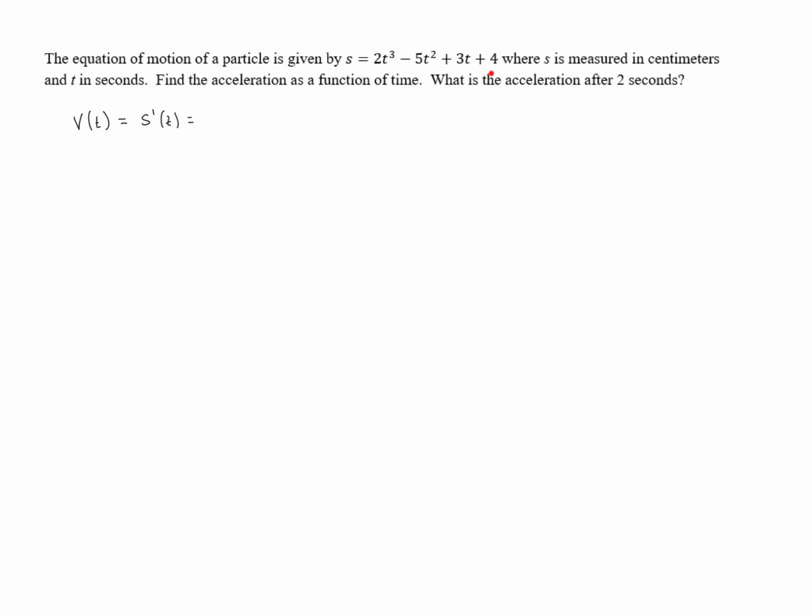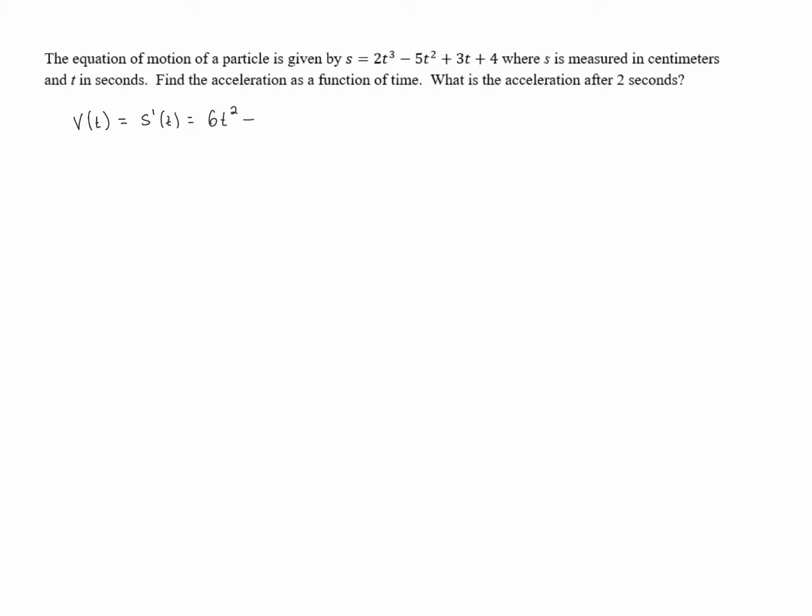This is a polynomial. We can differentiate each term one at a time, and I want to actually do all of this in one step. Let's see if we can do this. If we're differentiating 2t cubed, the derivative of t cubed by the power rule is 3t squared, and if we multiply 3t squared by 2, that gives us 6t squared.